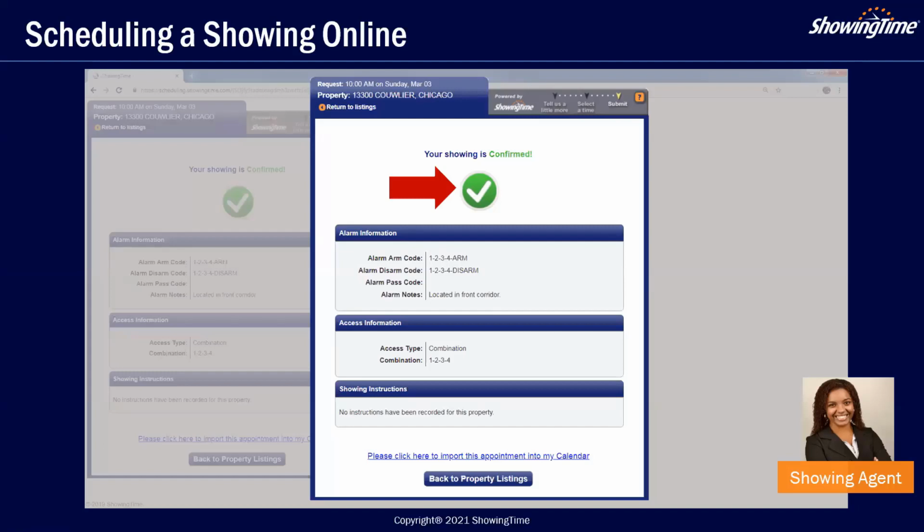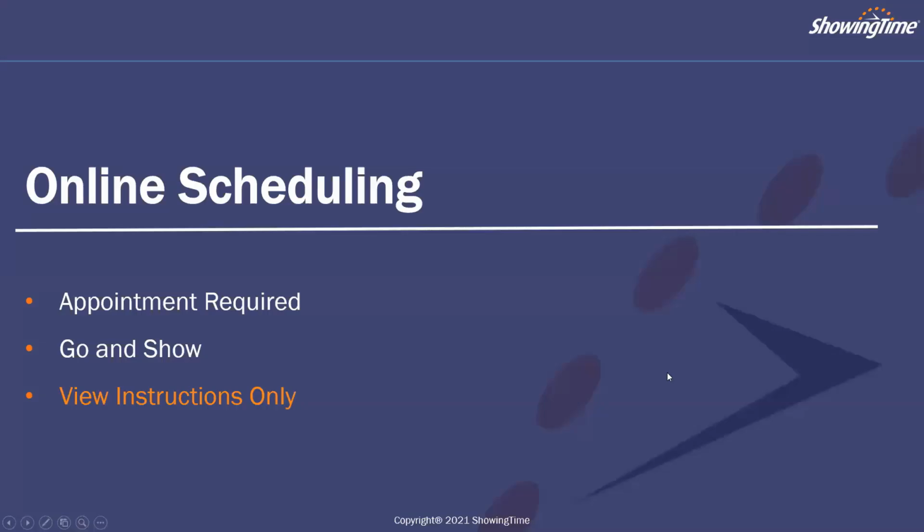Again, a popular setting with vacant homes and new construction. ShowingTime is going to do a lot of the heavy lifting for you with this setting. It could also be used if you have really flexible sellers that want to maximize the number of showings they can receive, because you're able to set up your listing to fit their needs. You can set the restrictions, the required and suggested lead times as needed, and then set your appointment type to Go and Show.